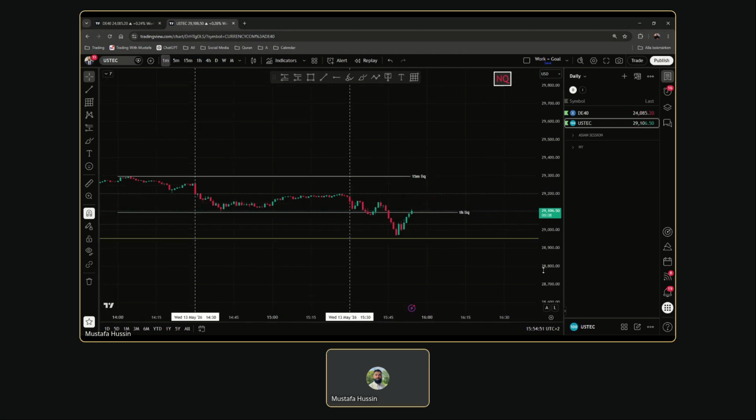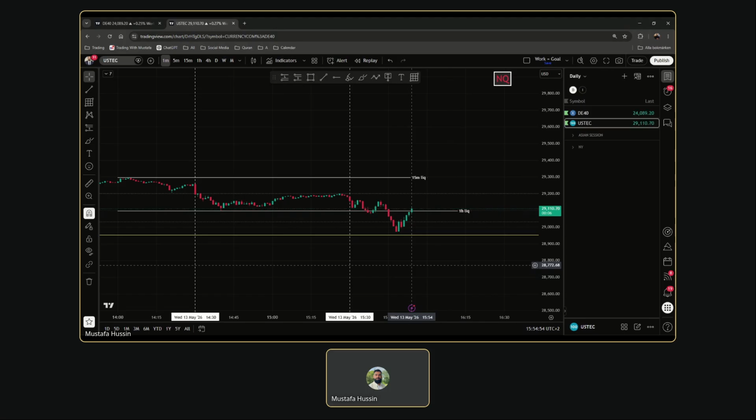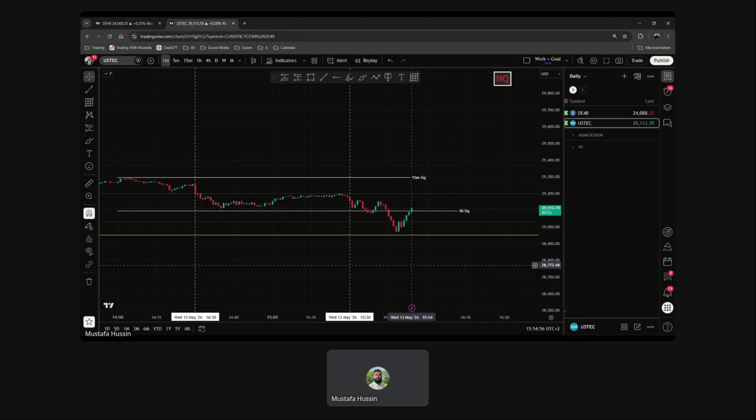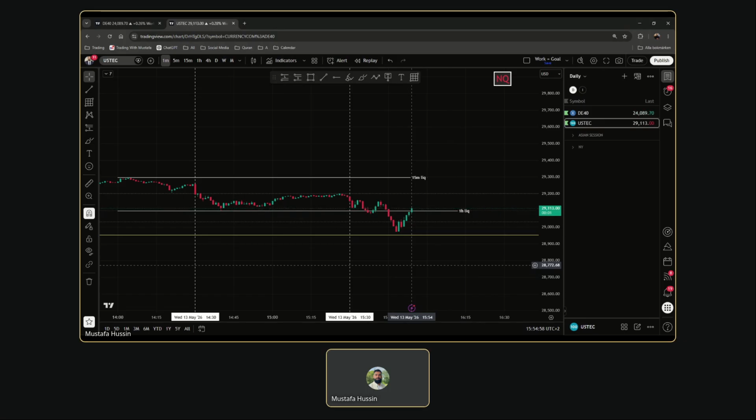The 1 hour candle is about to close in approximately 5 minutes.